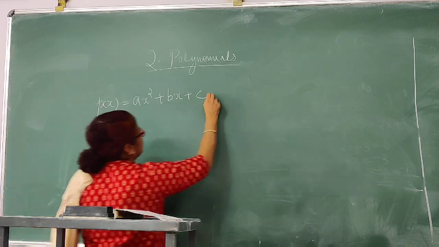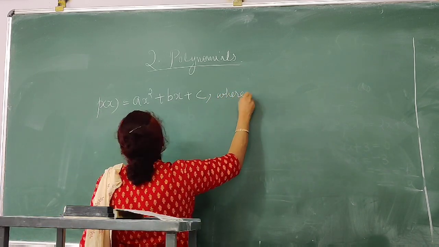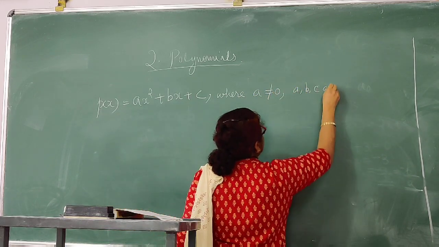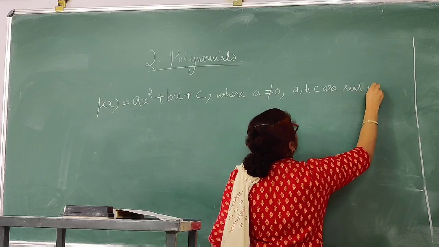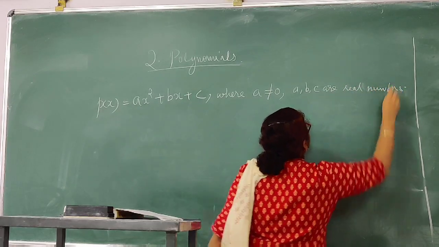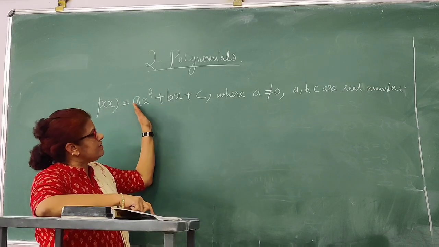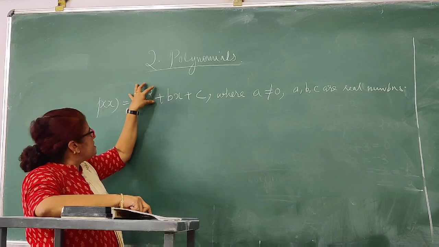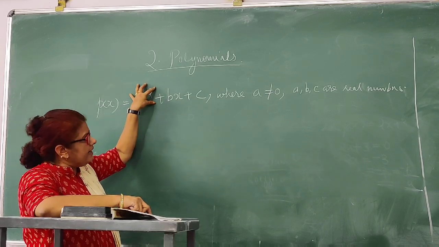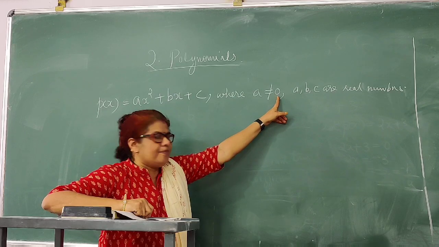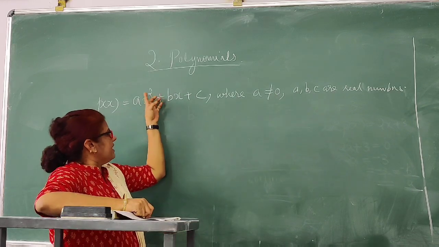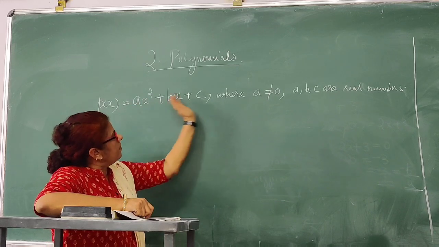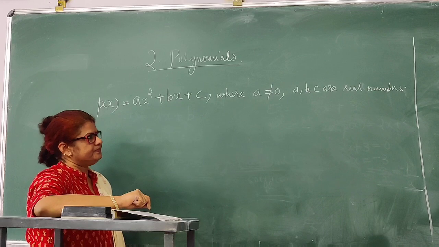And the condition also to be applied is a not equal to 0, where a, b, c are real numbers. The condition is compulsory: a not equal to 0. If a becomes 0, the degree of this polynomial won't be 2. This whole term will become 0. That's why the first coefficient should not be 0, but all the others may be any real number.